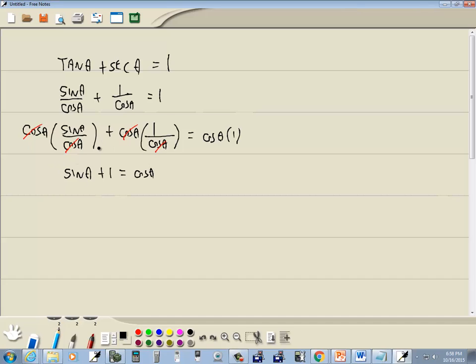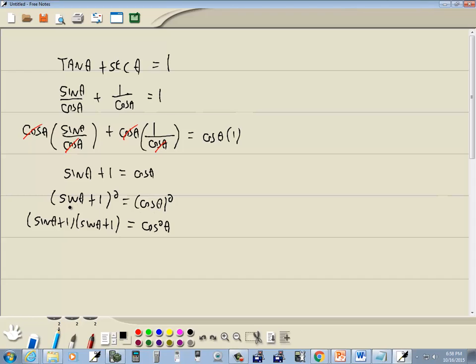Now, we'd like to get these into the same trig function if we can. And one way I can do that is by squaring both sides. So I'll just take sine theta plus 1 and square it. And I'll take cosine and square it. Now sine theta plus 1 squared, I can rewrite that as sine theta plus 1 times sine theta plus 1. Over here, when I square the cosine, that just gives us cosine squared.